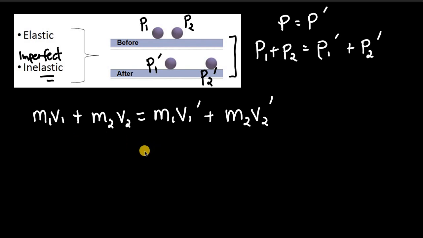So this is your equation for elastic collision and imperfect inelastic collision. In dealing with problems, most of the time you will be asked for the final velocity of one object. So, using this equation, you have to know how to derive that. Okay, so let's have the second one.